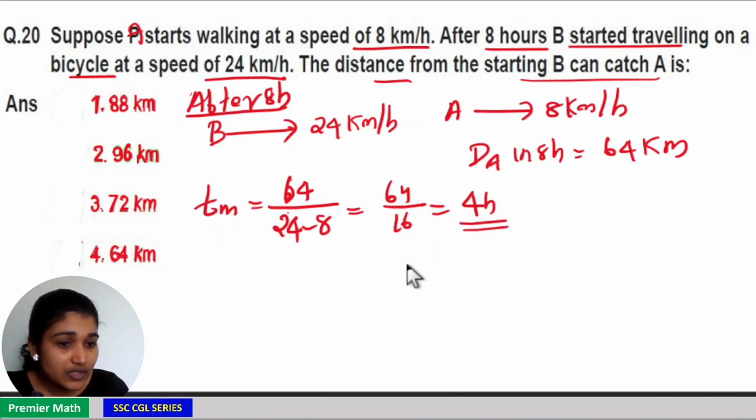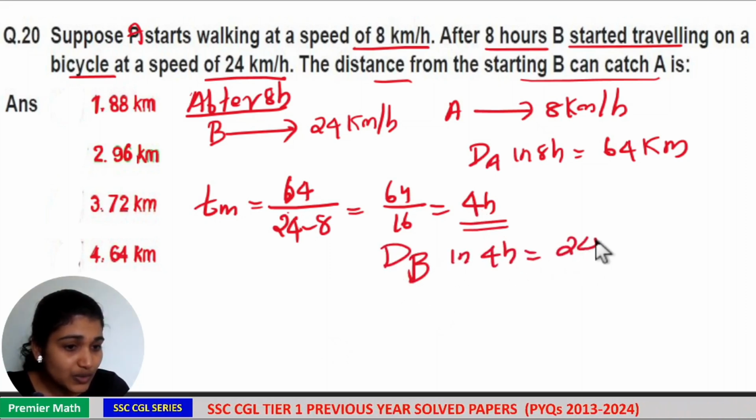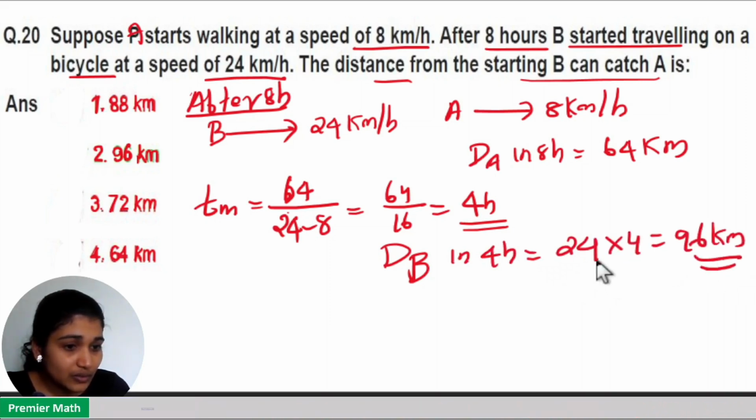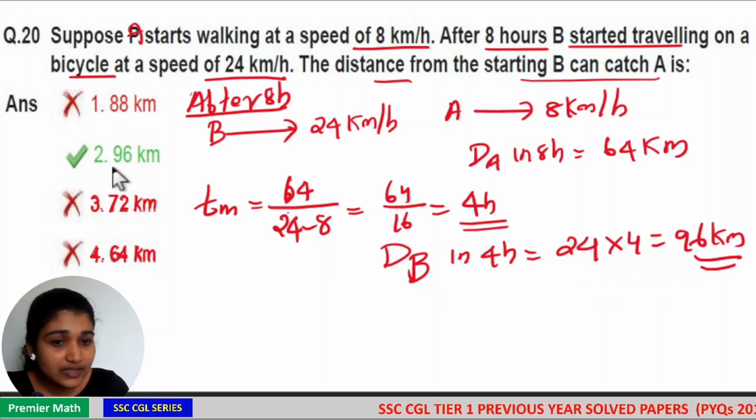Now during these 4 hours B covered a certain distance. So distance covered by B in 4 hours is equal to 24 into 4, 96 km. 24 km per hour is the speed. So in 4 hours, 24 into 4, 96 km covered. Option 2 is our answer. That is, after 96 km, B will catch A.